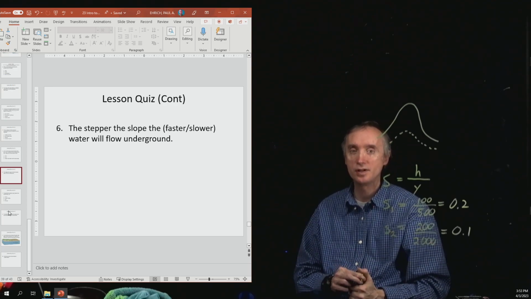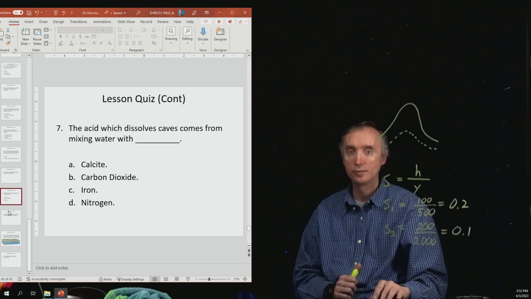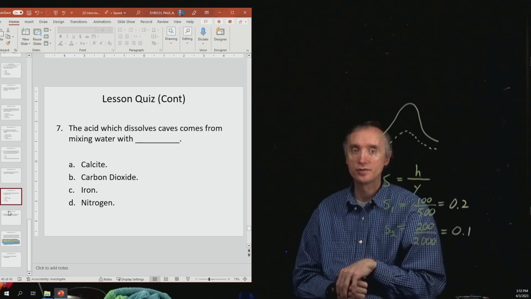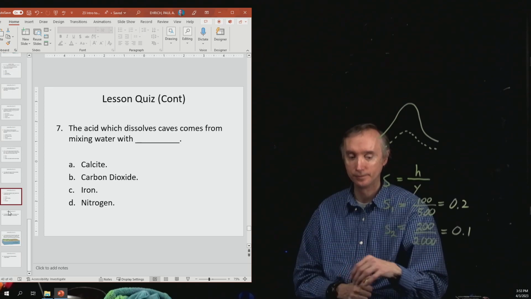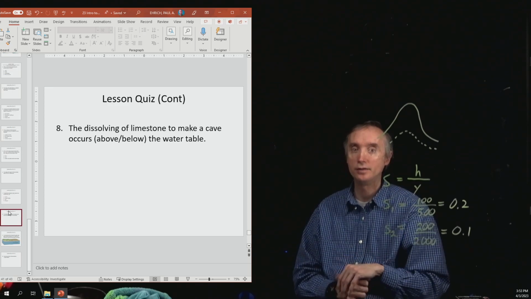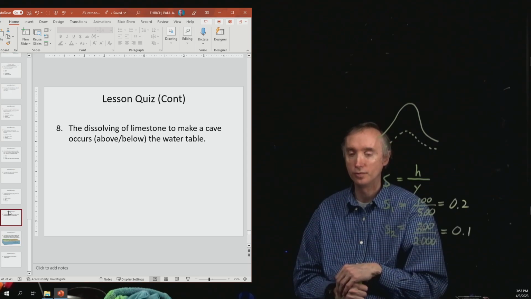Question number 6. The steeper the slope, the faster or the slower water is going to flow underground. And it's just like a river, so the steeper the slope, the faster it's going to flow. Number 7. The acid which dissolves caves comes from the mixing of water with carbon dioxide, so it makes carbonic acid. Question number 8. The dissolving of limestone to make a cave occurs above or below the water table. So most of the time it's going to take place below the water table.